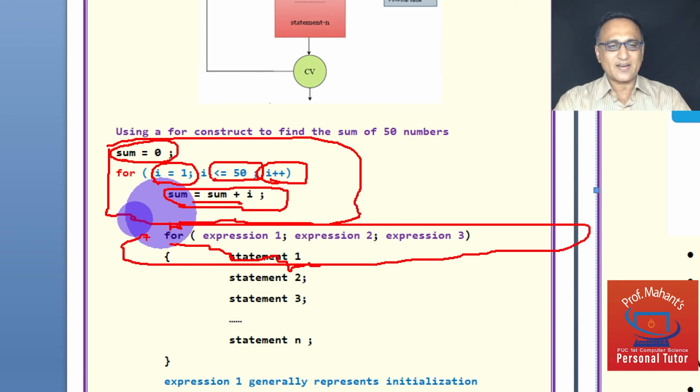for loop really runs. So expression 1, in my case, what is expression 1? It is I is assigned the value 1. What is expression 2? It is my test condition I less than or equal to 50. What is expression 3? I plus plus. So any assignment like I is 1, I is 10, checking a condition, increasing, these are all examples of expressions. What are examples of statement 1 to n? It is this: sum is sum plus I. So this is a construct used to find the sum of 50 numbers, and this is the general syntax of the for loop which is shown.